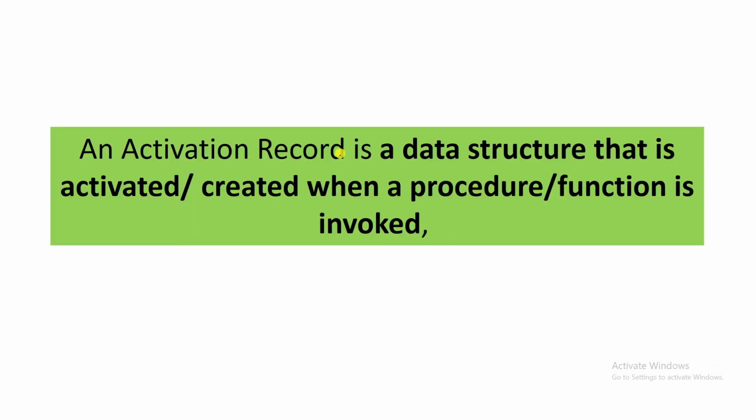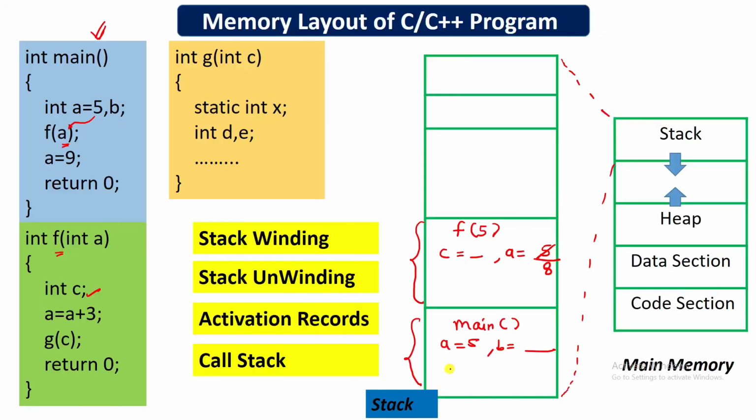So basically an activation record is a data structure which is created when a function or a procedure is invoked or called. So here you can see when the main function is called by the OS, then main related information is stored here. When main calls the f function, then all the information of the f function is stored here. So this is another activation record. This is the activation record for the main function.